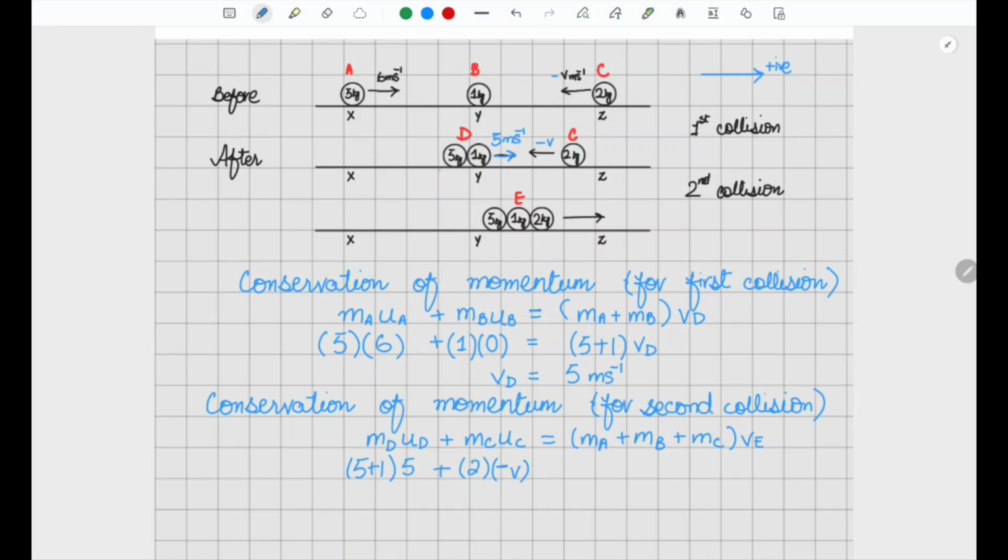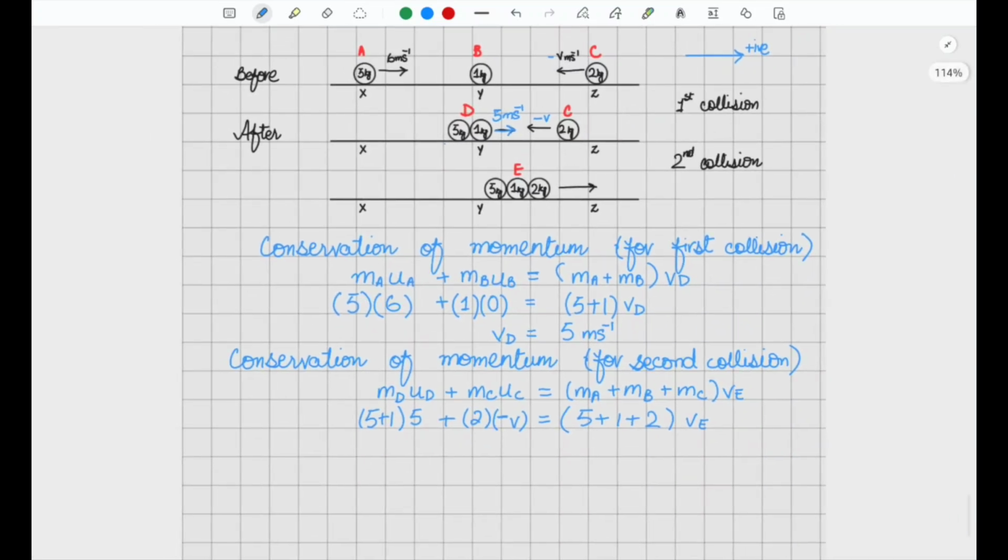Okay, so it will be equals to, what is a? 5 plus 1 plus 2 times VE, and we now need to keep this VE out and solve for VE. It will become 8 and 30, it will become 30 minus 2V over 8, V to be equals to VE.